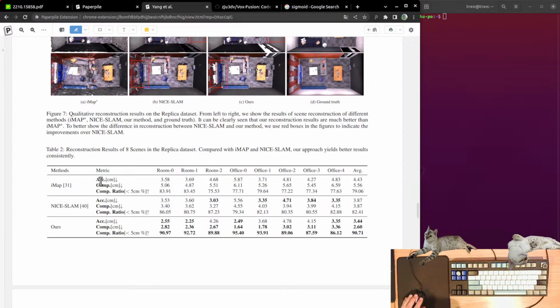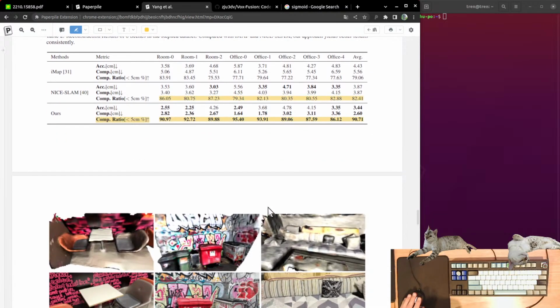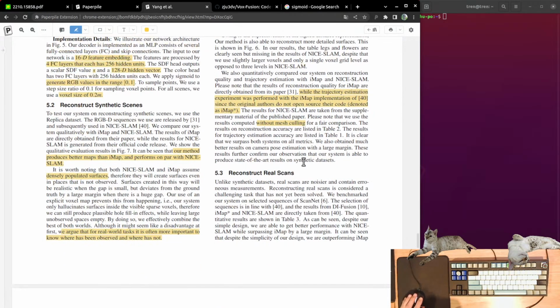Okay, and this is the top 5 accuracy thing: the percentage of points that are within 5 centimeters of the surface. Higher is better, right? 100% would be ideal. And these results are actually pretty good. Some of these are high 90s, compared to, for example, NICE-SLAM, where these are in the 80s. Yeah, real scans are noisier and contain erroneous measurements, right? The ground truth is not there.